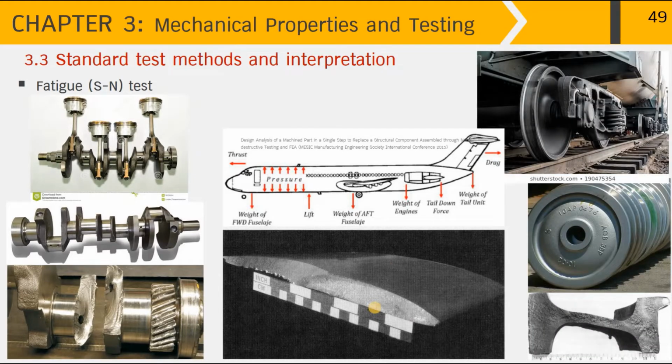And the last example, here's the train wheel that is subject to fatigue during service as well. The weight of the train on the train wheels against the rail will produce cyclic loading and unfortunately will fail under fatigue, as you can see from the picture over here.